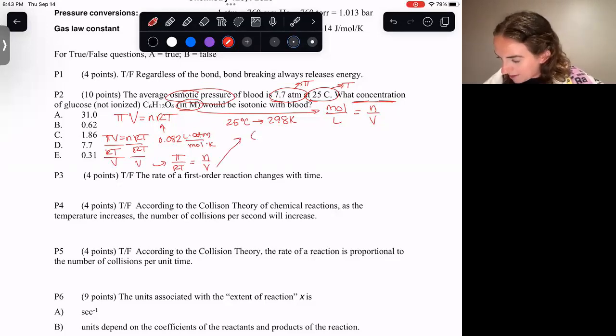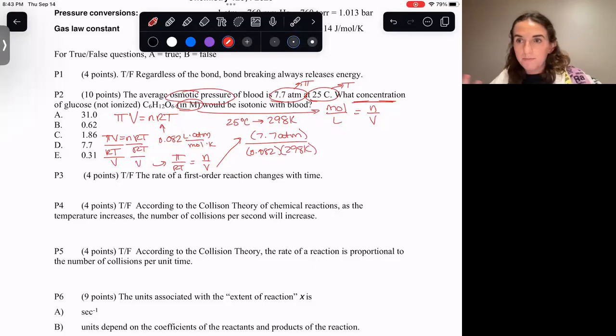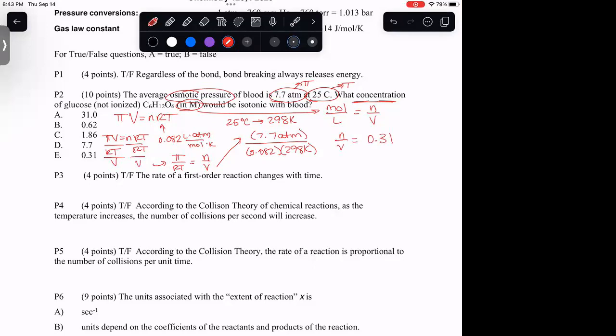So we can do that by saying 7.7 atm divided by 0.082 times 298. I didn't put all of my units in, but I showed you what they were before. And so n over V should be 0.31. Okay, thank you. That helps a lot.